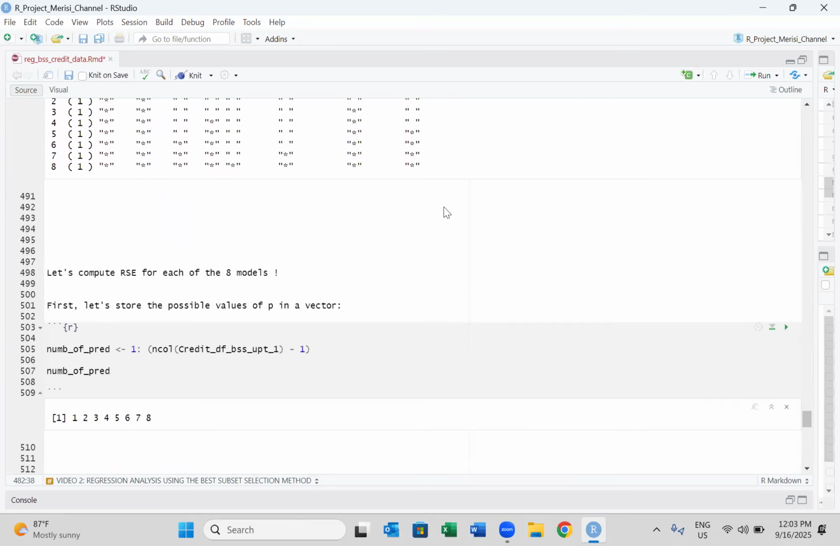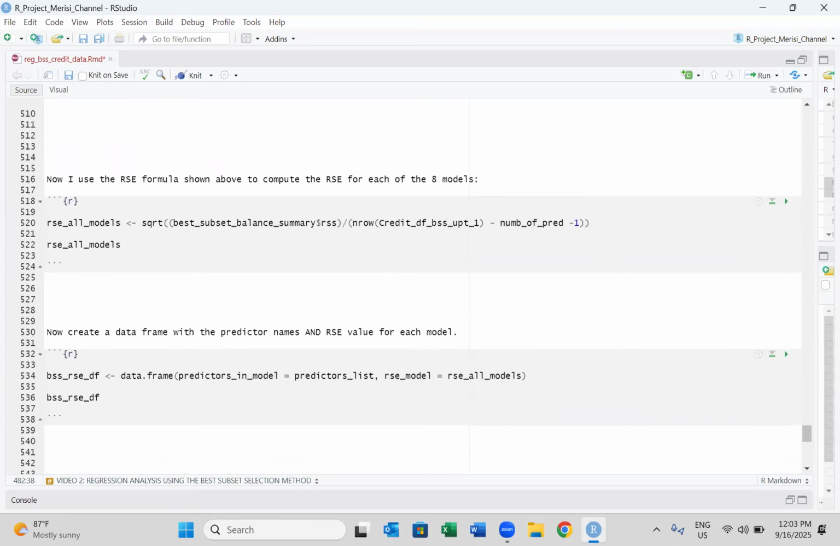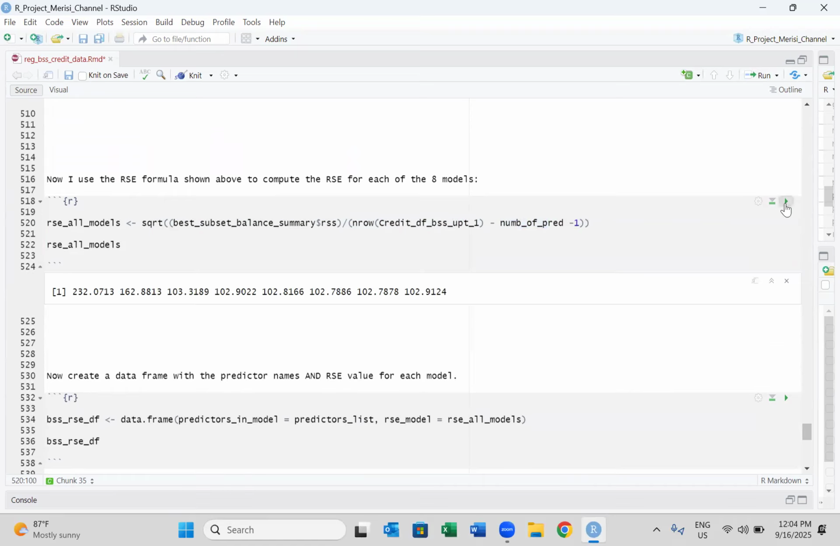And now we are dividing that by this quantity. What is that quantity? The number of rows in the data frame, that's n, the sample size, minus the number of predictors minus 1. That's exactly the formula that I showed you earlier. Doing that will give us the RSE for each model. So this is the RSE for the best model of size 1, the one that includes rating. This is the RSE for the best model of size 2, the one that includes rating and income, and so forth.